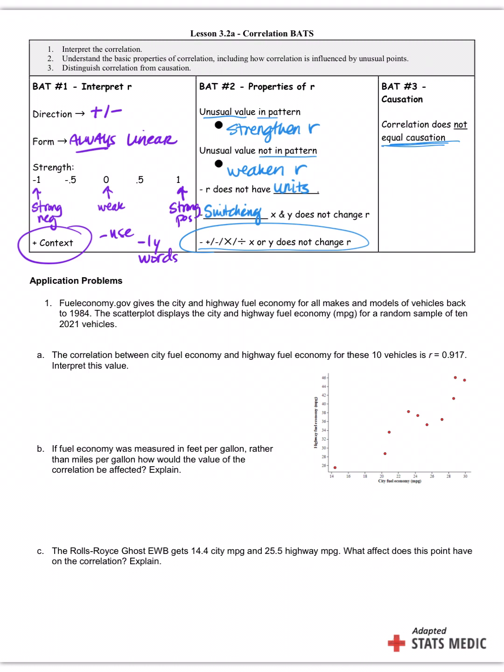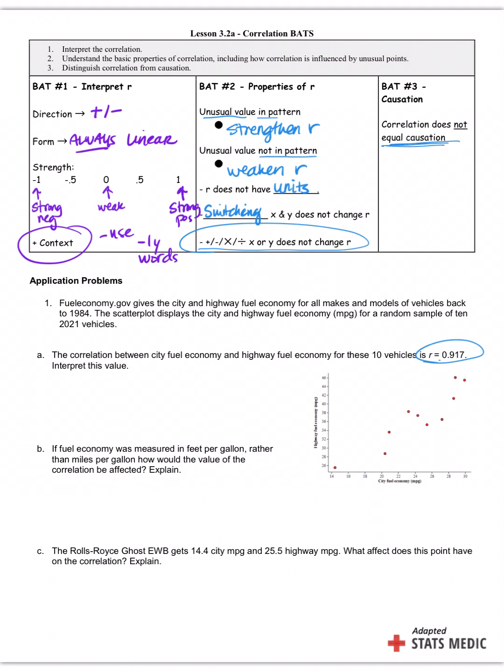Now, so this one, here we go. Scatterplot's done, no worries, we don't have to make it, okay? So here it is, fueleconomy.gov gives the city and highway fuel economy for all makes and models of vehicles back to 1984. Scatterplot displays the city and the highway fuel economy for a random sample of 10 2021 vehicles. There it is. All right. Correlation between the city and highway fuel economy for these vehicles is 0.917. They gave it to us. Now it's asking us just to interpret that.